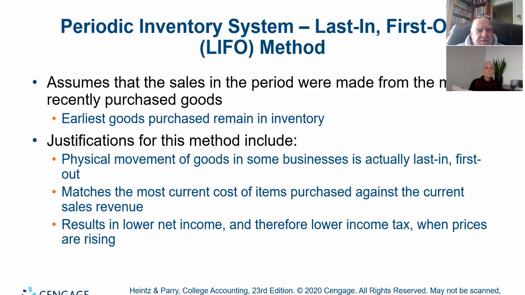Last in, first out. It assumes that the sales in the period were made from the most recent purchases, so that the oldest inventory, that 80-year-old bunch of bananas, is still in the inventory. Justification for this method: physical movement of goods in some businesses is actually last in, first out. Although I can't think of an example of that, can you? I can't think of anything. You know, the only thing I can come up with is a hardware store, maybe.